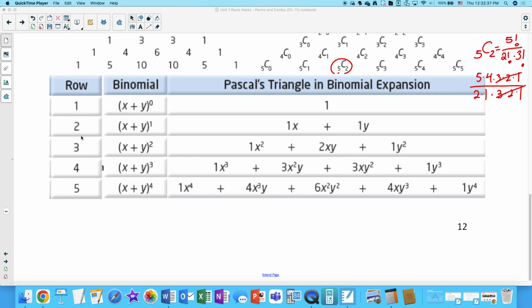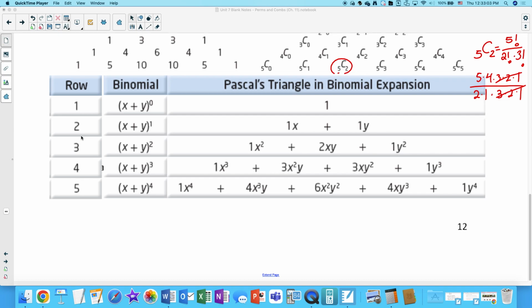Yesterday we started by making a connection between the numbers that appear in Pascal's triangle and the coefficients of the various terms in the expansion of a binomial raised to an exponent. Something like this, x plus y to the power n. So here are a few lines of the expansions with various different exponents.